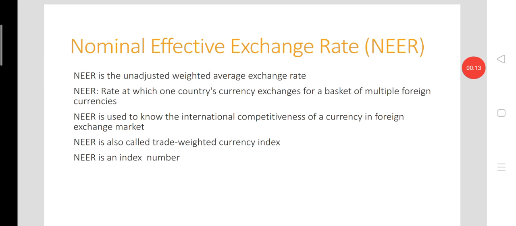So as I said in the previous video, the nominal effective exchange rate is the price-unadjusted, trade-weighted average exchange rate. This is the trade-weighted currency index. This is an index number, in fact, not just a monetary value.